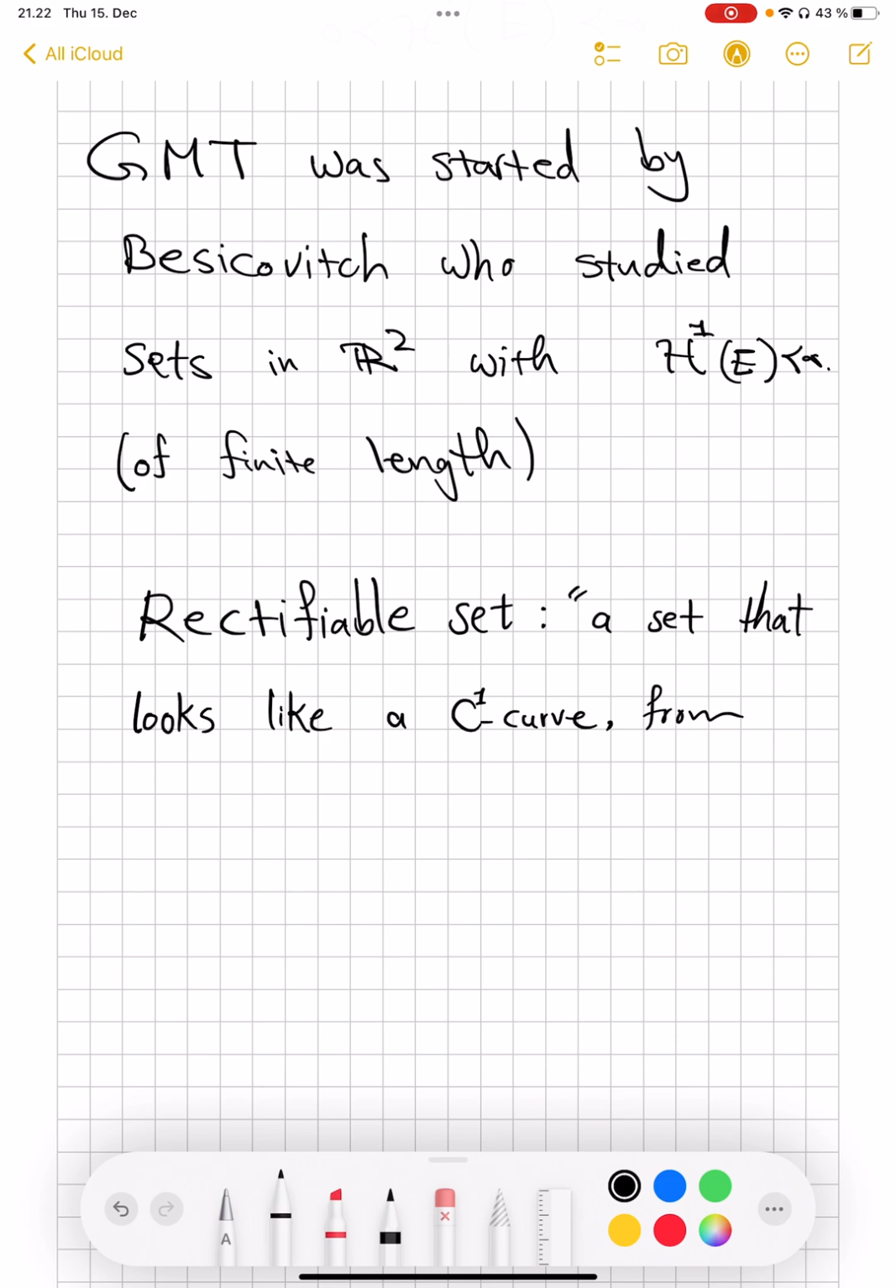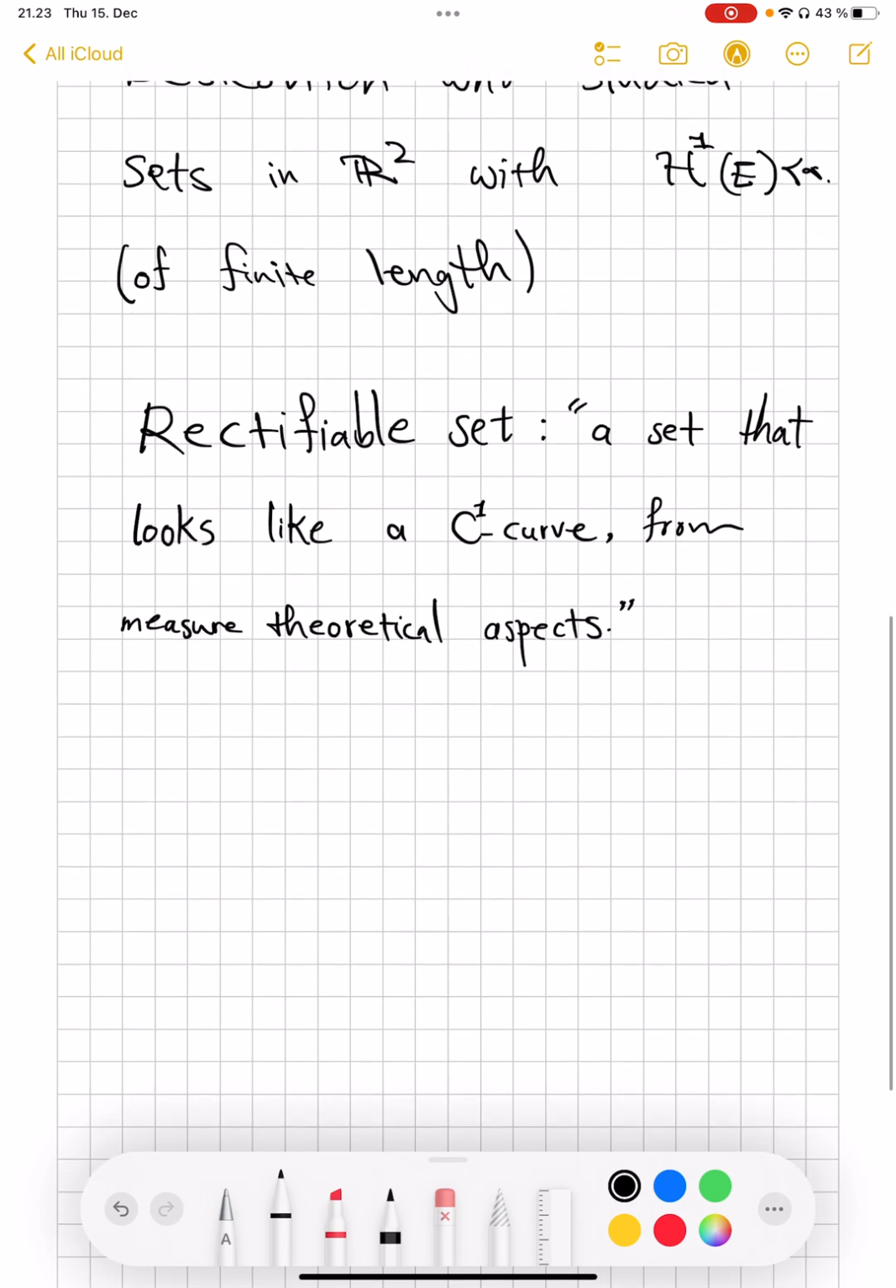from measure theoretical aspects. So because there is some measure theory involved, you can, for example, always adjust the set by adding or deleting a set of measure 0, and you should be able to ignore them. So up to measure 0 sets, for example, they look like C1 curves. So, but what does that imply for the set? What is special about being C1 curves?